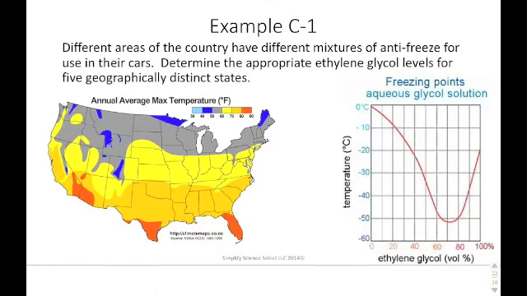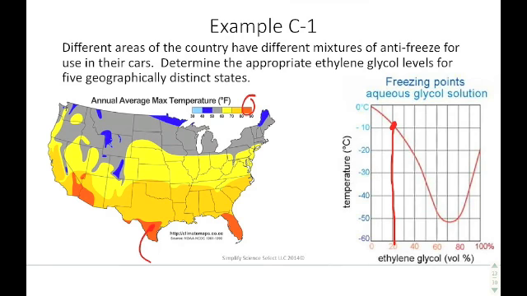Now, it says different areas of the country have different mixtures of antifreeze for use in their cars. Determine the appropriate level of ethylene glycol for 5 geographically distinct areas. So if you look right here, down here in maybe San Antonio, it's very hot. And so since it's very hot, you have no real need for a large portion of ethylene glycol in your car's antifreeze. So you'd be looking at something like maybe this, maybe 20%. Because at that 20%, it would protect you if it ever got below freezing, which is unlikely to occur.